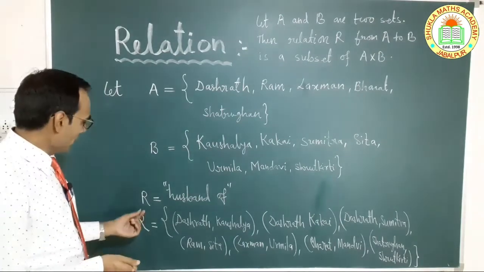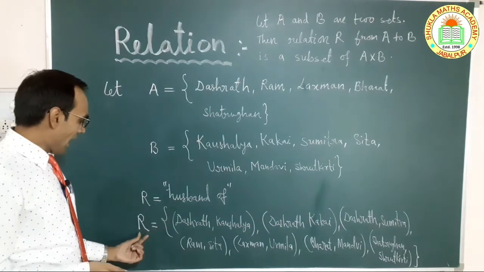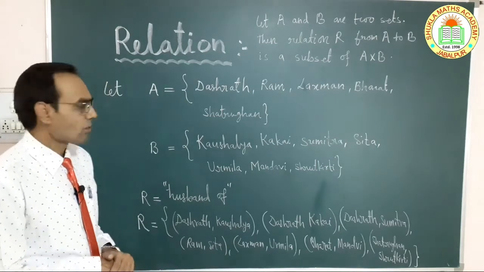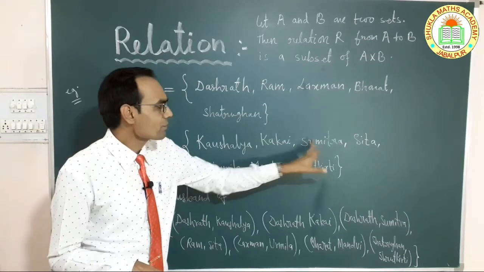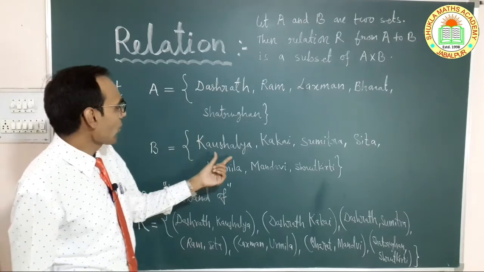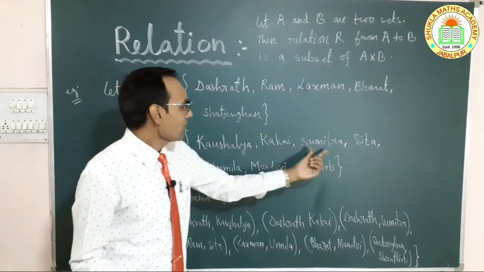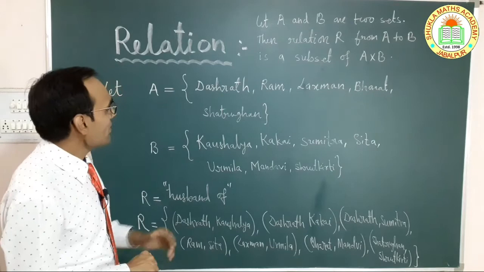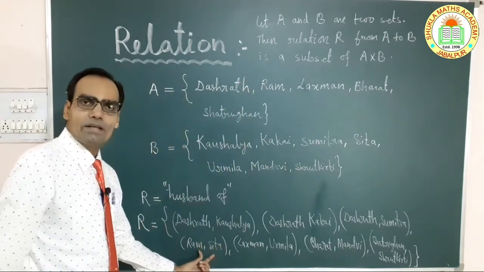And here if we define the relation R as "husband of", the relation R contains the ordered pair Dasarath and Kaushalya, because Dasarath has three wives: Kaushalya, Kekai and Sumitra. So the pairs are Dasarath with Kaushalya as the first pair, Dasarath with Kekai as the second pair, and Dasarath with Sumitra as the third ordered pair. Similarly, next is Ram, and the wife of Ram is Sita. So the next pair is Ram and Sita.